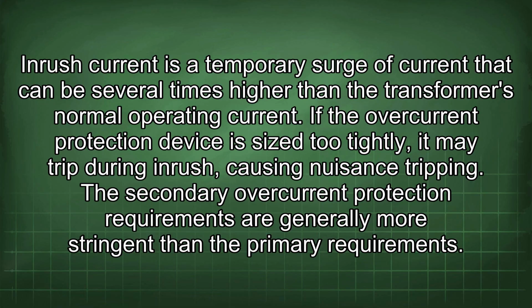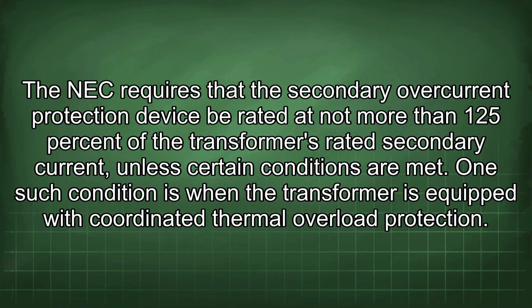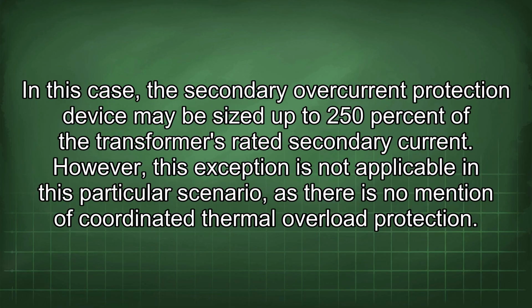The secondary overcurrent protection requirements are generally more stringent than the primary requirements. The NEC requires that the secondary overcurrent protection device be rated at not more than 125% of the transformer's rated secondary current, unless certain conditions are met. One such condition is when the transformer is equipped with coordinated thermal overload protection. In this case, the secondary overcurrent protection device may be sized up to 250% of the transformer's rated secondary current.